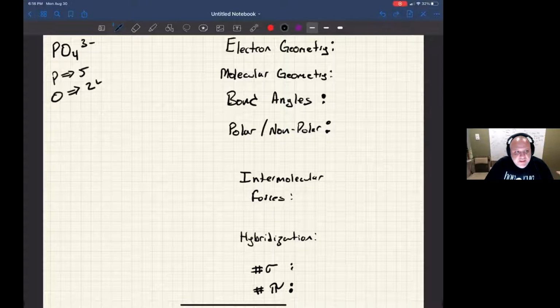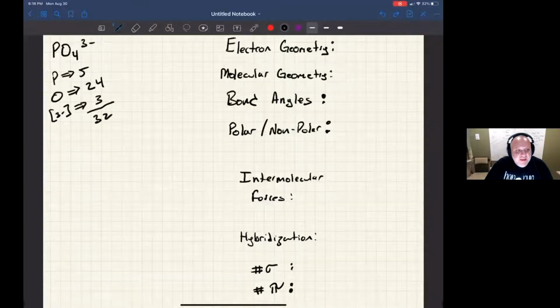I'm going to count up my valence electrons. 5 from phosphorus, 6 times 4 is 24 from oxygen. And I have a 3 minus charge, so that means I'm going to add 3 electrons. From that, I get 32 total valence electrons to make the structure.